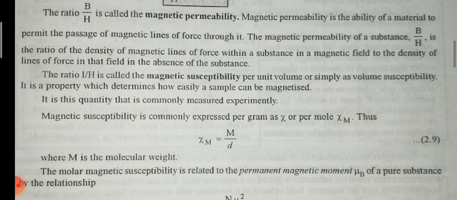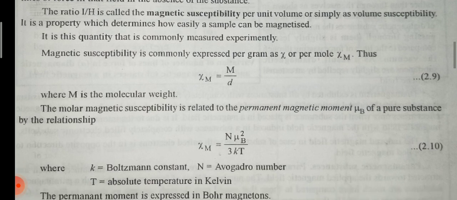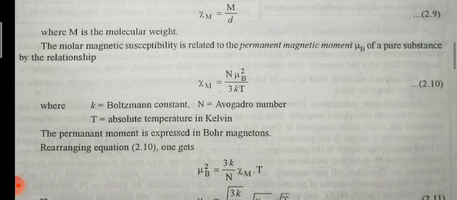Magnetic susceptibility is commonly expressed per gram as χg, where M is the molecular weight. χM = χg × M, and this is the molar susceptibility.